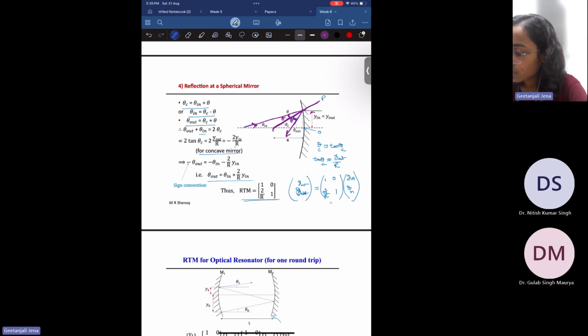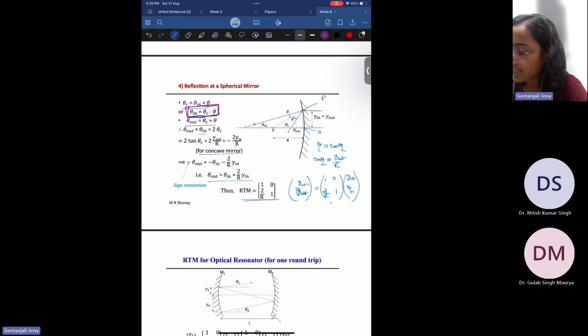And if you want to find out theta in, let's say that this is theta C and this is theta out. One is theta C, the angle that the line joining the center point makes with the central axis. And one is theta out, the angle that the reflected ray makes with the central axis. So from this you can easily find out. I think these are easy to find out.